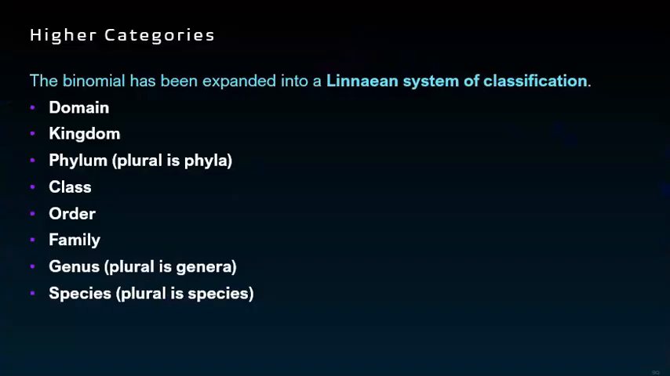So our binomial has been expanded into a Linnaean system of classification. And this is just from the most general down to the most specific how we are classifying our different species on Earth. So first is our domain, next is kingdom, then we have phylum, the plural is phyla, then is the class, order, family, genus with a plural that is genera, and species. The plural is still just species.